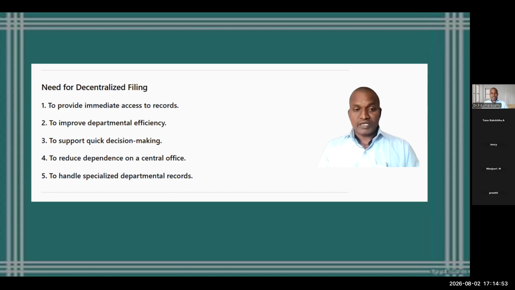To provide immediate access to records. Another need is to improve departmental efficiency. A decentralized filing system may be needed to support quick decision making, to reduce dependence on a central office, and to handle specialized departmental records. These are the needs of a decentralized filing system.